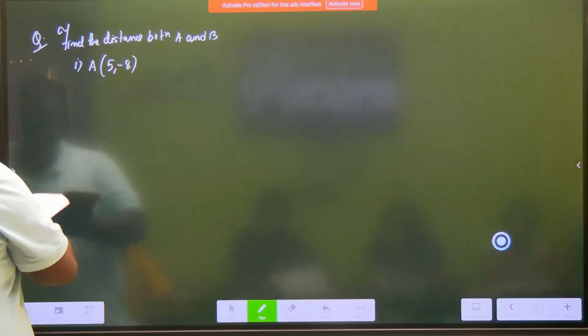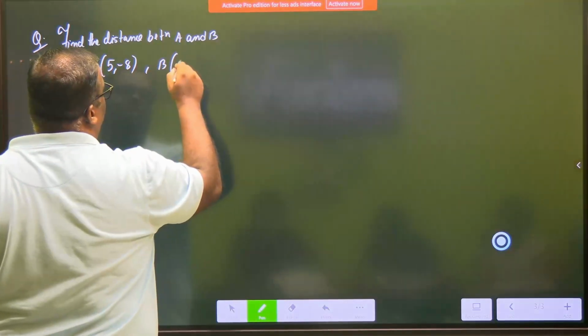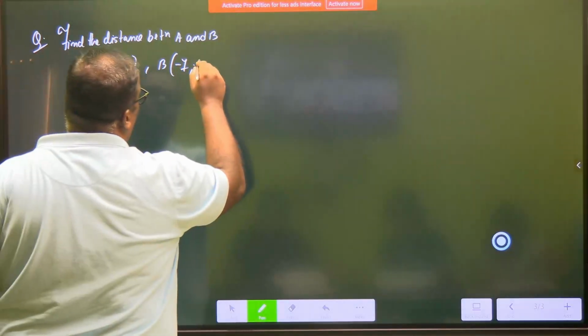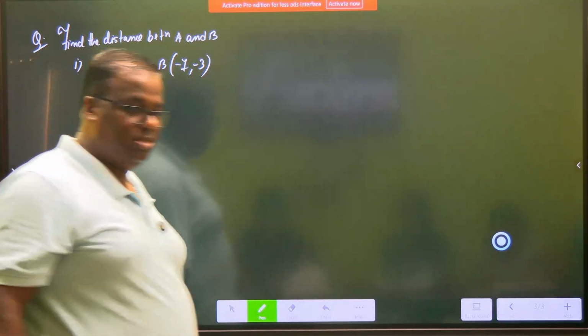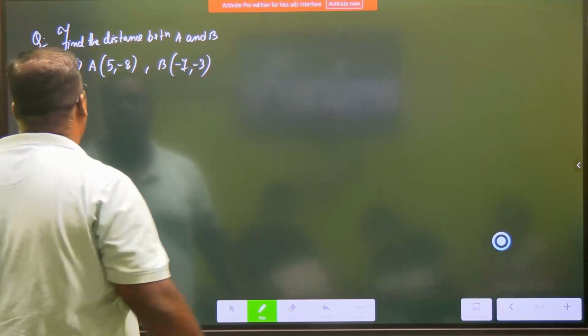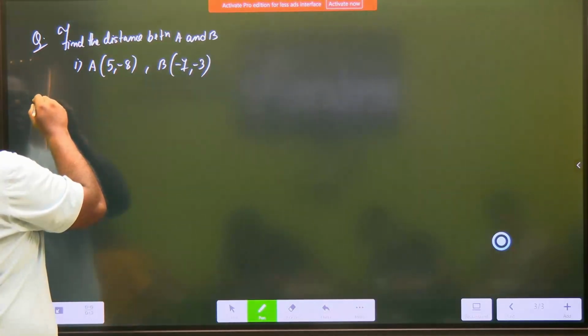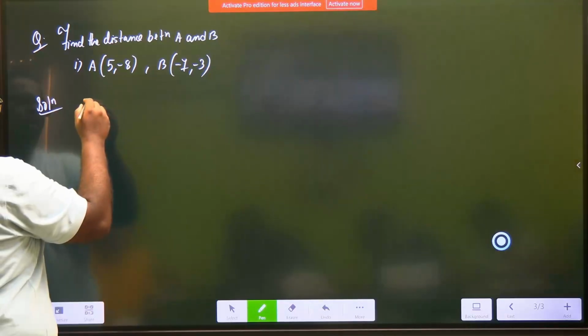A is (5, 8) and B point is... Okay, your school will be very harsh with you. They won't give you negative, positive figures. They'll deliberately give you negative so that you make mistakes. You have to find the distance. So how will you solve this problem? First is always writing the formula.